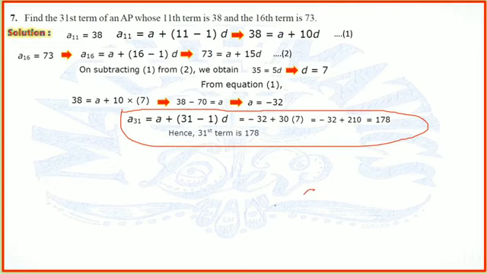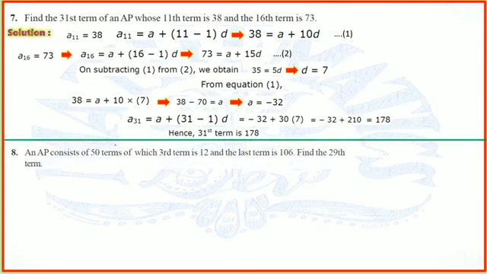End of question number 7. The 31st term is 178. Next, question number 8: an AP consists of 50 terms, n is equal to 50, of which the third term is 12. The third term is A plus 2D, which is 12, and the last term, that is the nth term, is 106. Then find the 29th term, like here we found the 31st term in question number 7.